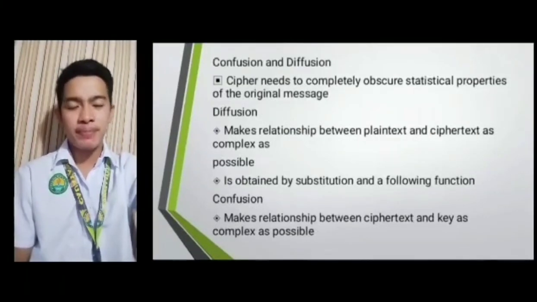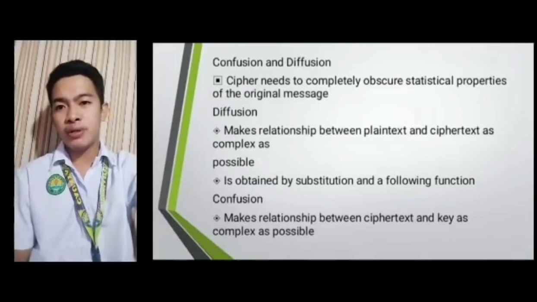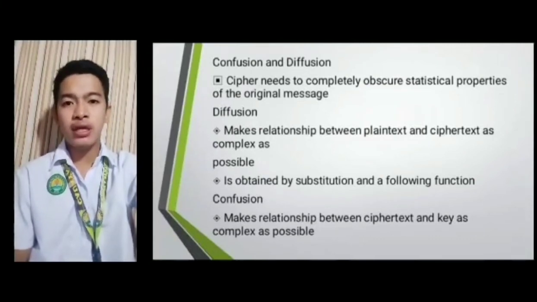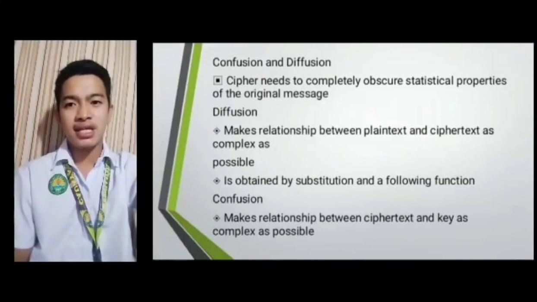Confusion and diffusion: a cipher needs to completely obscure the statistical properties of the original message. Diffusion makes the relationship between plaintext and ciphertext as complex as possible. It is obtained by substitution and the following function. Confusion makes the relationship between ciphertext and the key as complex as possible. Confusion and diffusion are two properties of the operation of a secure cipher. Confusion refers to making the relationship between the ciphertext and the encryption key as complex and involved as possible. Diffusion refers to dissipating the statistical structure of plaintext over the bulk of ciphertext.